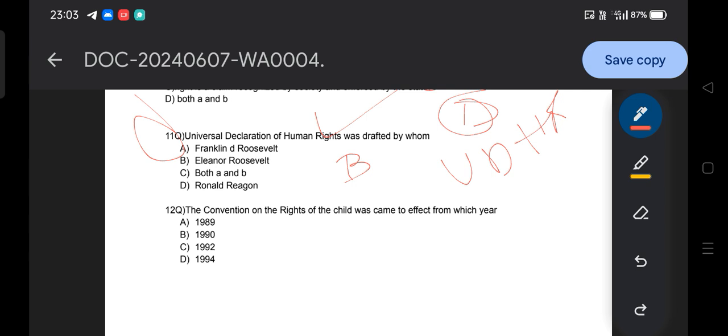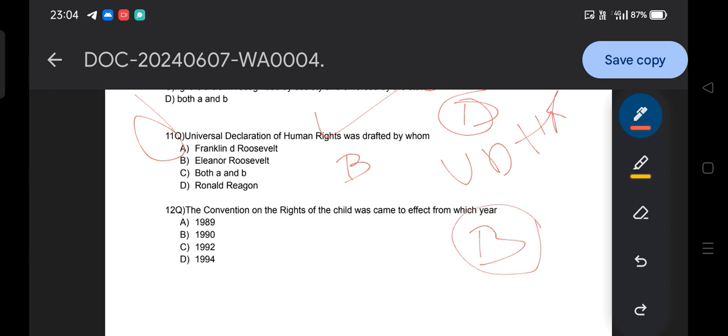Then moving to the next question, the Convention on the Rights of the Child came into effect in which year? Okay guys, provide the answer quickly. Option A 89, option B 90, option C 92, option D 94. So the answer of this question is option B, 90.